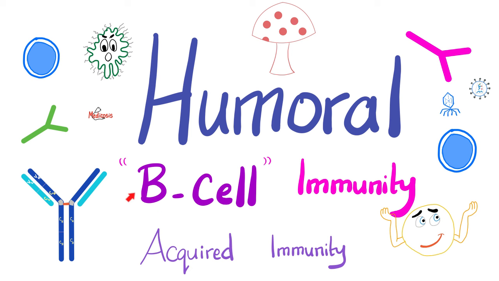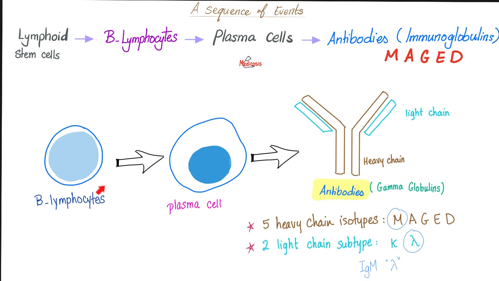Let's start with the B lymphocyte, humoral immunity. B lymphocyte is going to mature, is going to recognize the antigen and grow up, becomes plasma cell. Plasma cell is going to secrete antibodies, aka immunoglobulins, also known as gamma globulins. Each immunoglobulin has two pairs of chains. We have two heavy chains and two light chains.